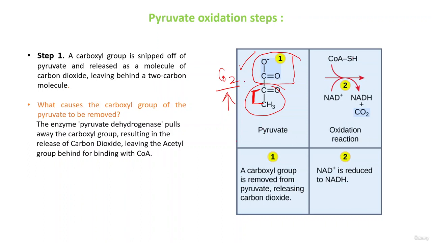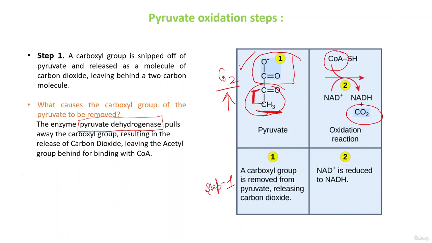Why is this carboxylic group removed? What causes the carboxylic group of the pyruvate to be removed is the enzyme pyruvate dehydrogenase. It pulls away the carboxylic group, resulting in the release of CO2 and leaving the acetyl group behind for binding with CoA. So the first step is that a carboxylic group is removed from pyruvate, releasing carbon dioxide.